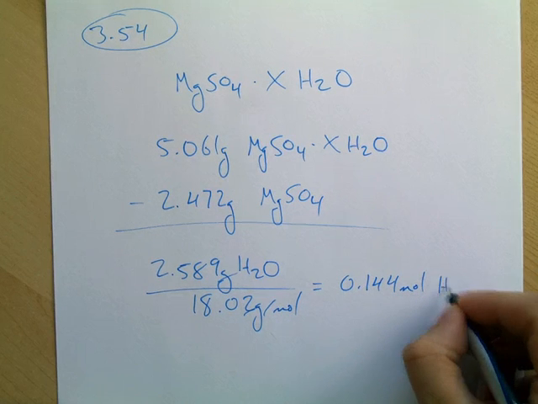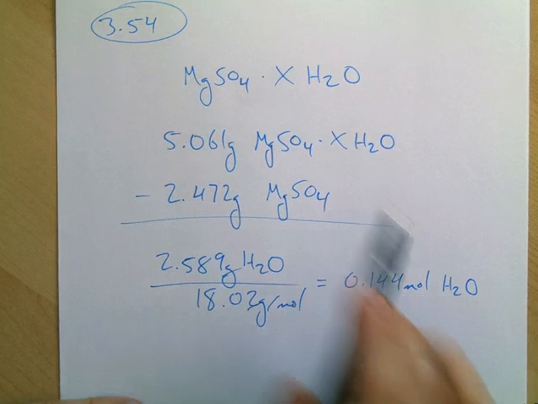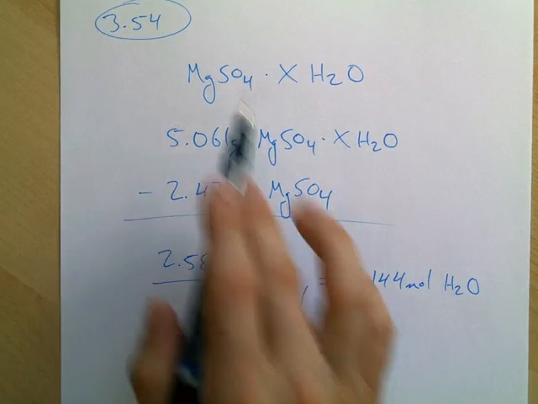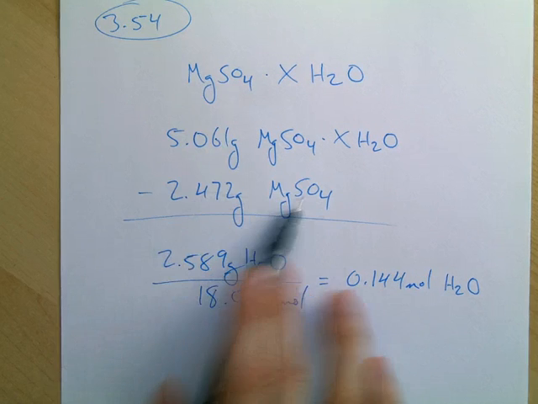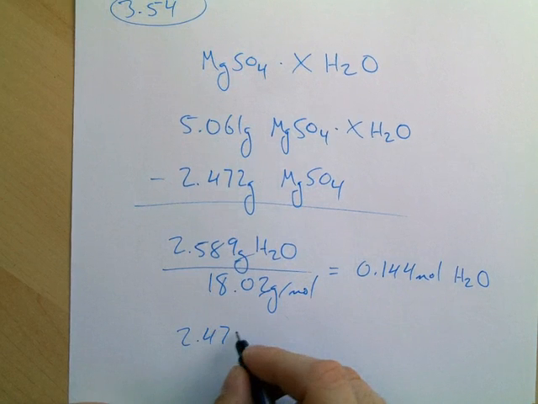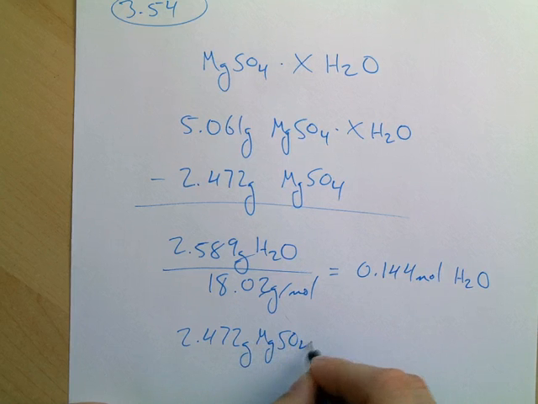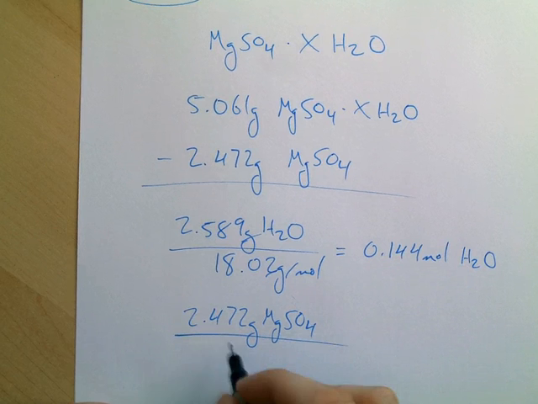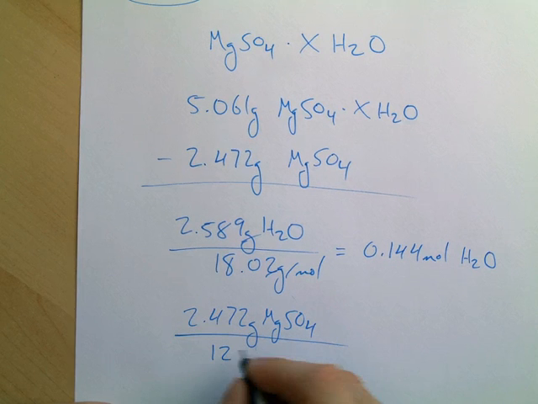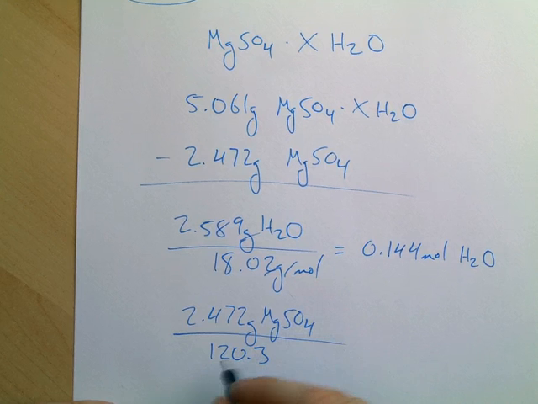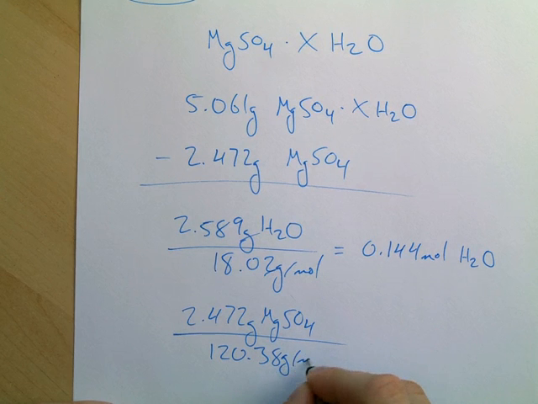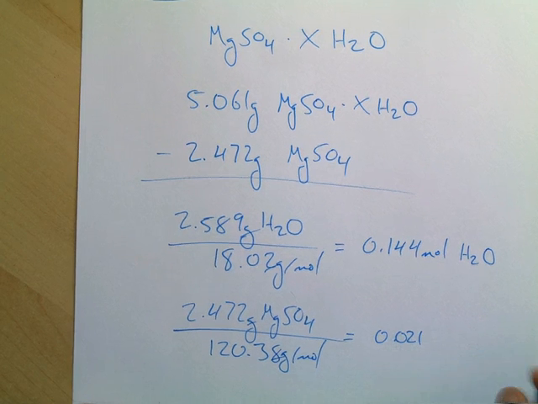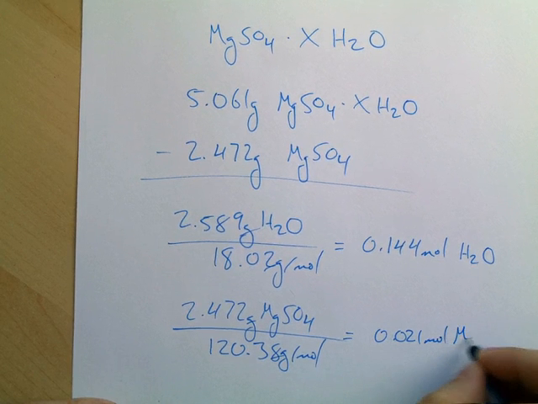Now, how many moles of the magnesium sulfate do we have in proportion to the water? Well, the only way to figure that out is to figure out just the mass of this. We already have that number, and it's right here, so it's 2.472 grams of magnesium sulfate. And of course you're going to have to divide that by the molar mass to get it in proportion for moles to moles. So I'm going to take this and divide it by the molar mass of magnesium sulfate, which I've added up ahead of time, and it's 120.38 grams per mole. Grams cancel out, moles go up top, and you end up with 0.021 moles of magnesium sulfate.